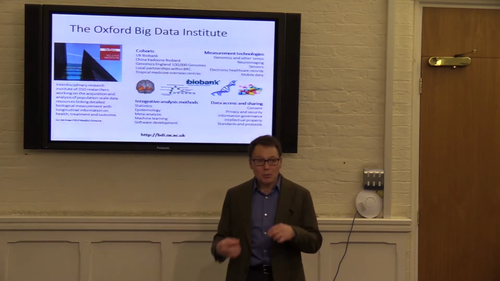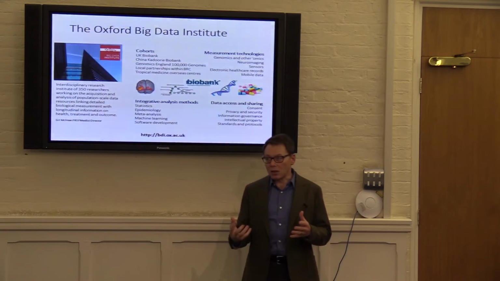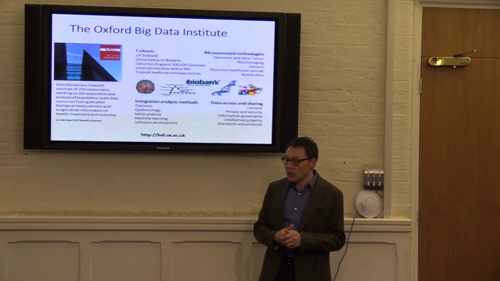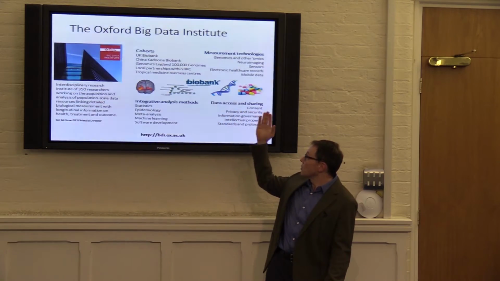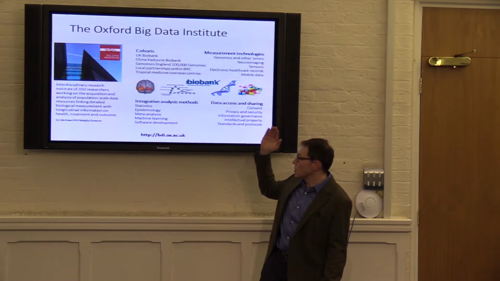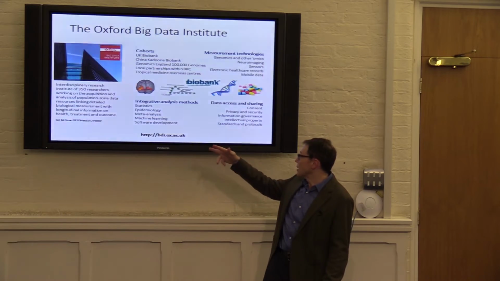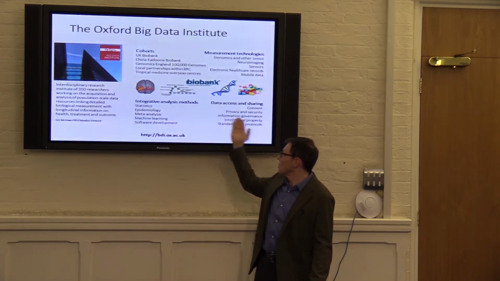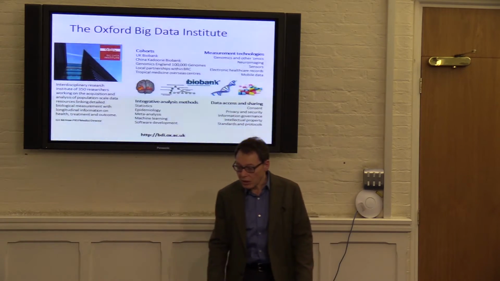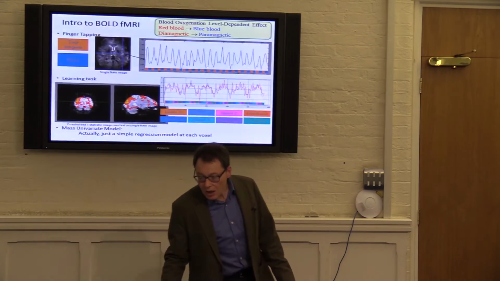So let me just say a little bit about myself and what my interest in this is. I'm at the University of Oxford's Big Data Institute, a place where we're trying to combine lots of big data sources, ways of measuring people and data, and analysis and sharing data. I kind of live in this area, developing analysis methods, and also I work on some data sharing. My specific interest is in brain imaging.